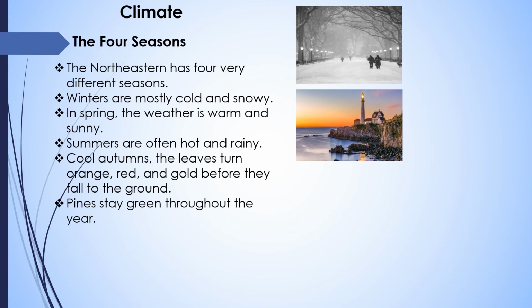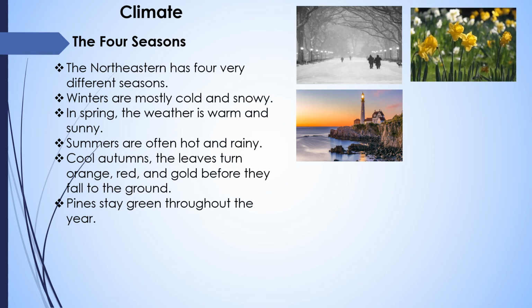Summers are often hot and rainy. During the cold autumns, the leaves turn orange, red, and gold before they fall to the ground. This makes most trees bare during the winter season. However, some trees such as pines stay green throughout the year. Which season do you like most?